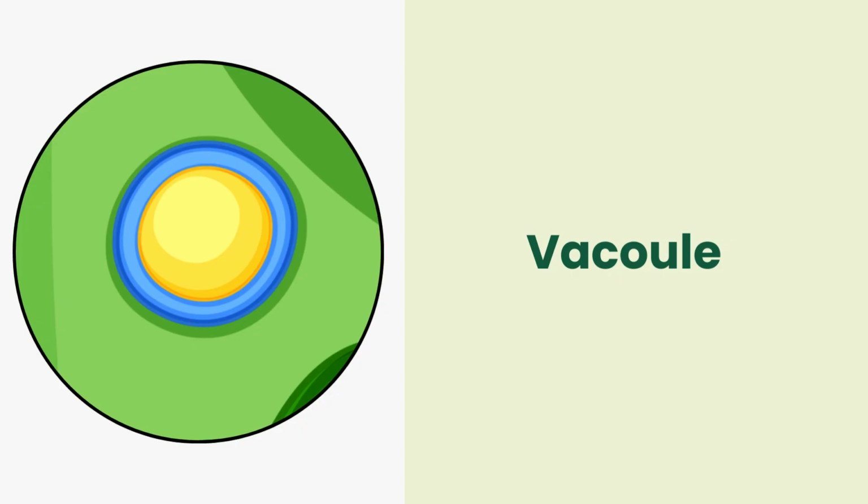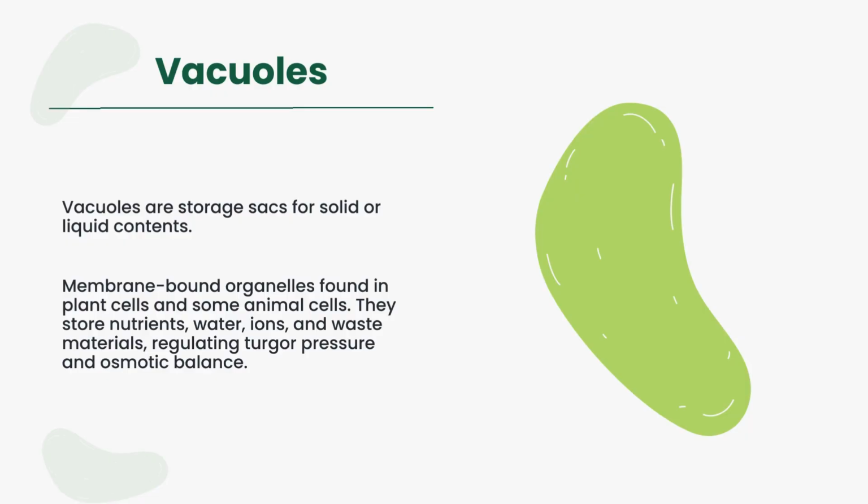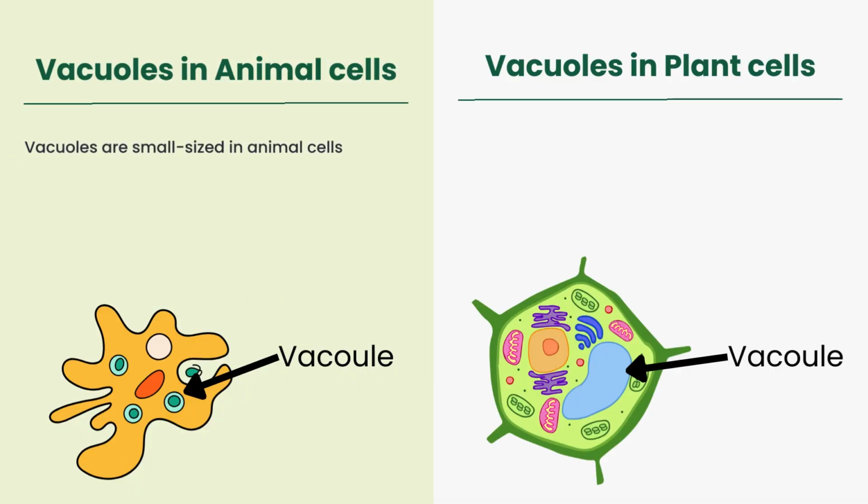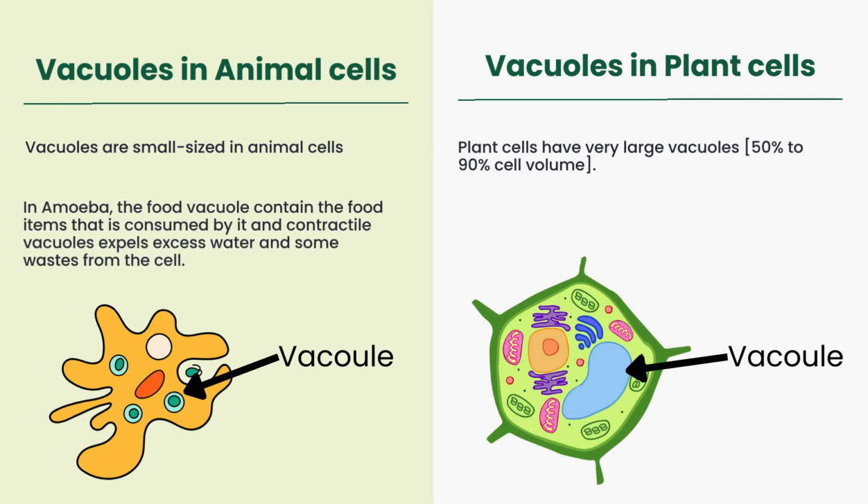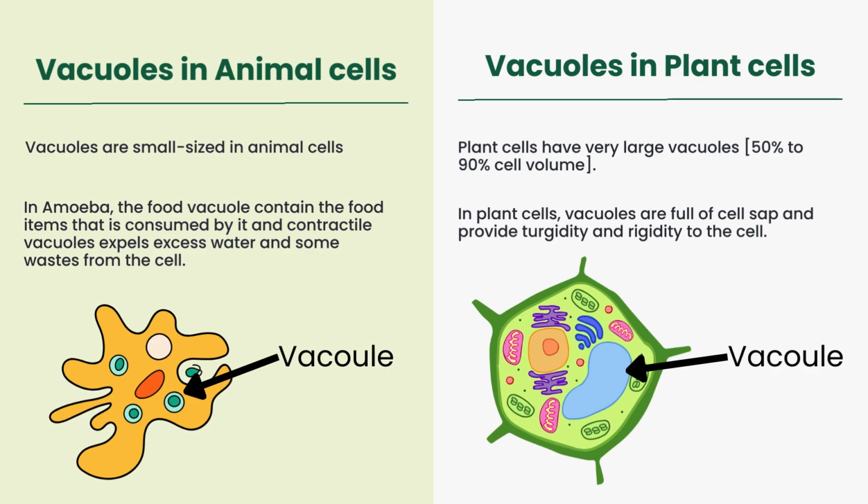Vacuoles. Vacuoles are storage sacs for solid or liquid contents. Vacuoles are small-sized in animal cells, while plant cells have very large vacuoles, about 50% to 90% of cell volume. In amoeba, the food vacuole contains the food items that are consumed by it, and contractile vacuoles expel excess water and some wastes from the cell. In plant cells, vacuoles are full of cell sap and provide turgidity and rigidity to the cell.